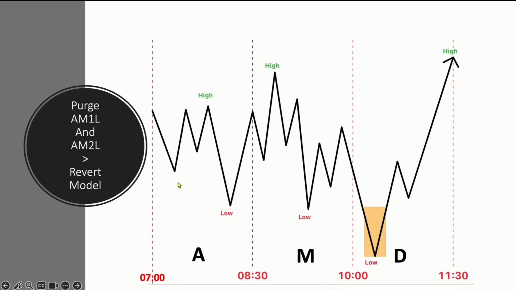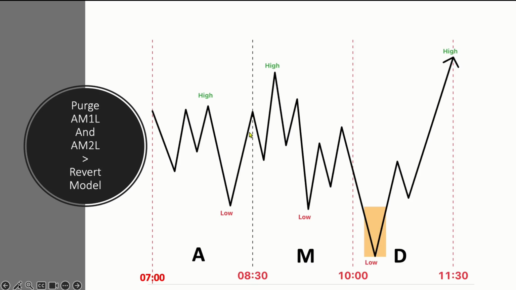So let us now take a look at the final delivery cycle scenario for the AM session. This is a purge of both the AM first cycle's low and the second AM cycle's low. This occurs when during the first AM cycle the market has been trading inside of a range, then towards the end it reprices lower, forming a low, but it immediately reprices higher back into the range.